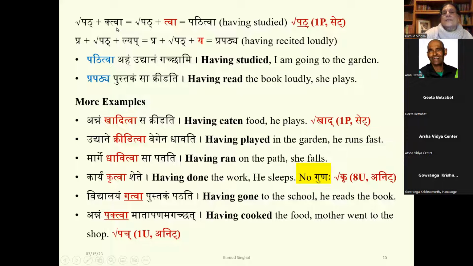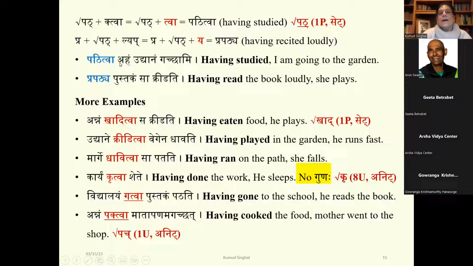These are the differences. They mean the same thing, two actions are performed, but if there is a prefix, then instead of katwa, you will use liya. So pra plus pat plus liya. Only ya remains. Pra plus pat plus ya, so you have prapatya, having recited loudly. The pra means having recited loudly.